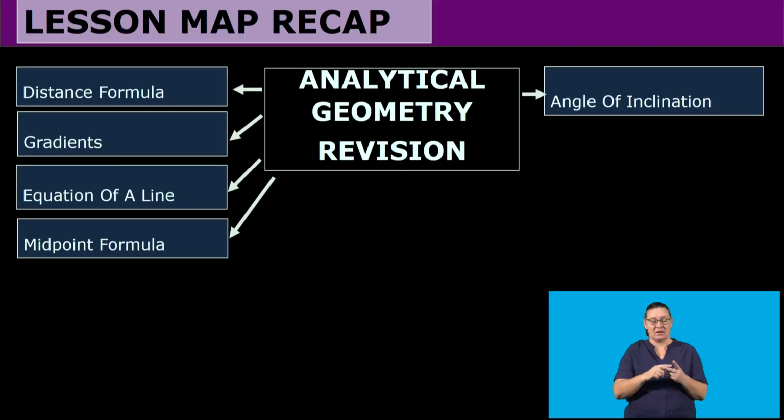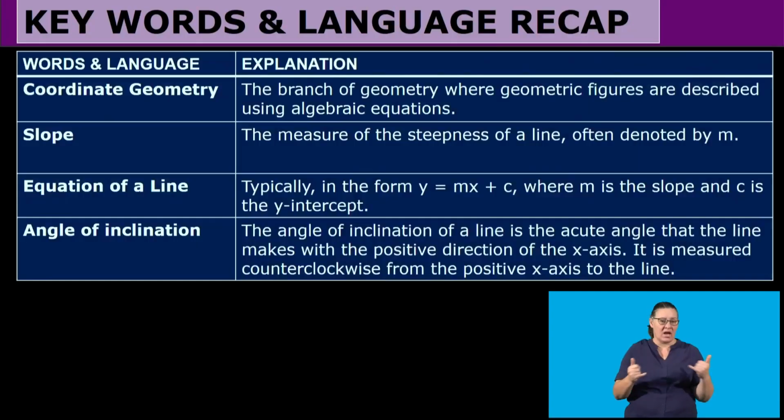Thank you everyone for coming back. It's time for us to wrap up our discussion on analytical geometry. In today's lesson, let's recap what we've done. We looked at distance formula, gradients, equation of lines, midpoint formula, and angle of inclination. We looked at some of the key words that were used in analytical geometry, noting that coordinate geometry is the same as analytical geometry. It means it's geometry on a Cartesian plane.